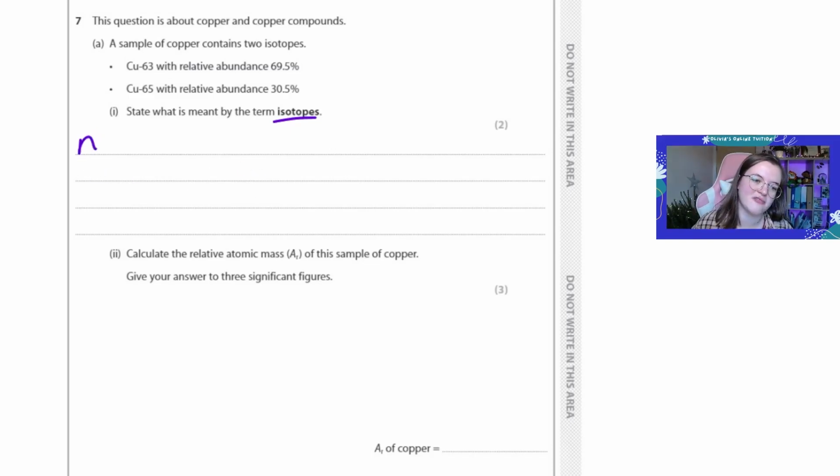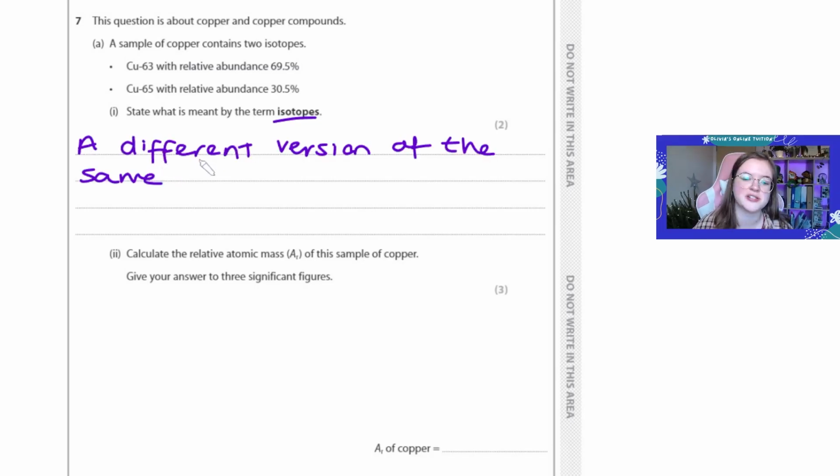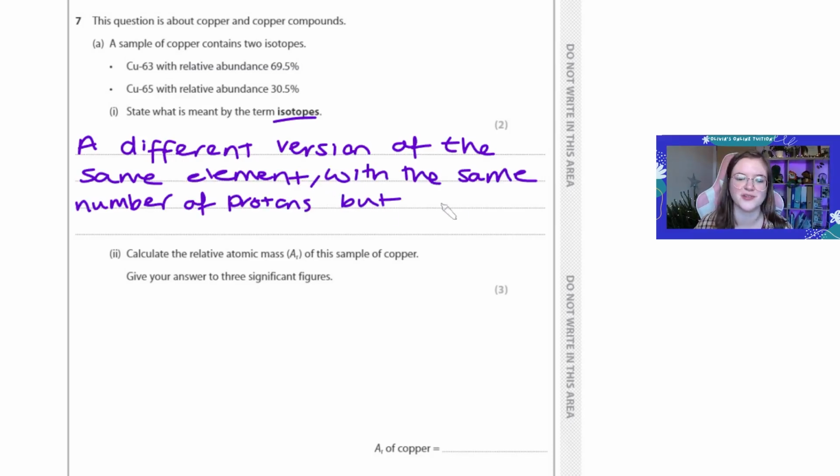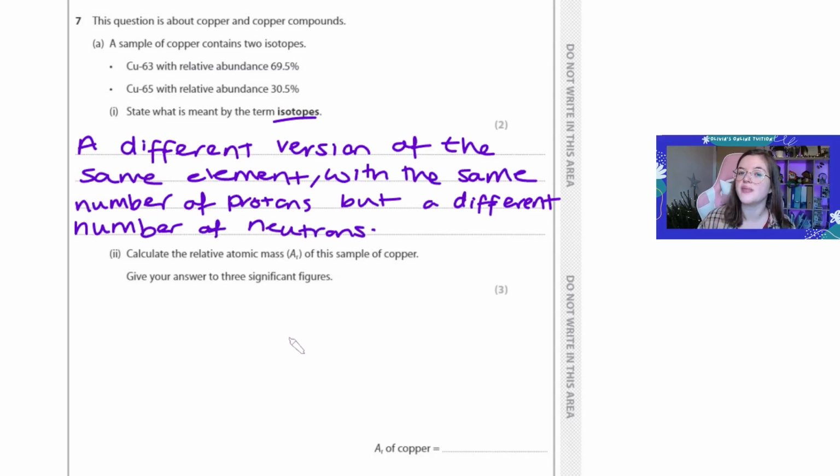So it's a different version of the same element with the same number of protons but a different number of neutrons. There we are, that'd be 2 marks. And then part 2 is a calculation. So calculate the relative atomic mass, Ar, of this sample of copper.